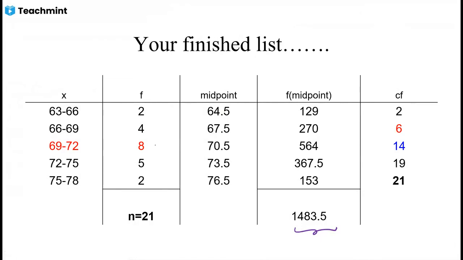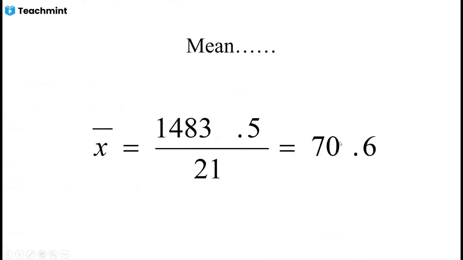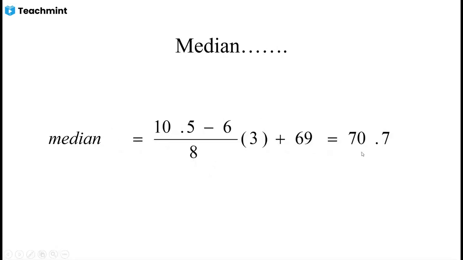This time, whether a virtual calculator is allowed or not is not mentioned in TCS, not till now. So we'll get that information soon. Okay, this is what: mean is close to 70.6, and median is approximately 70.7.